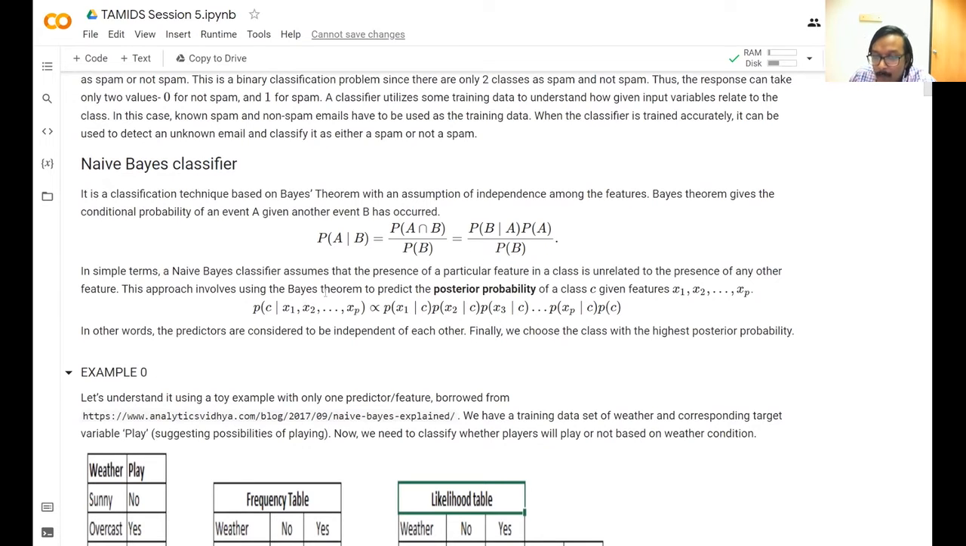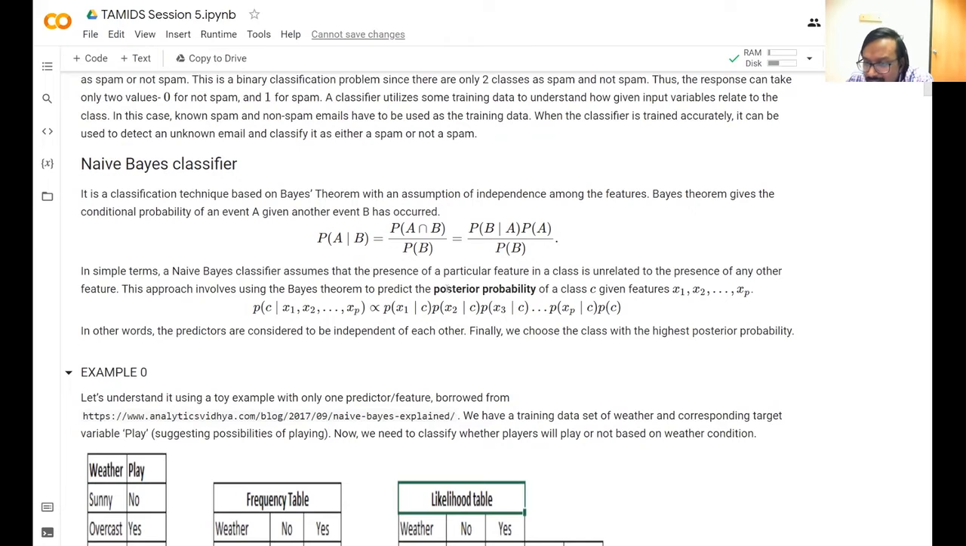This is why the probability of x1, x2, x3 up to xp given C, which is this expression B given A here, can be factorized and written in a product form as given here. It's equal to the probability of x1 given C times the probability of x2 given C times, and so on.